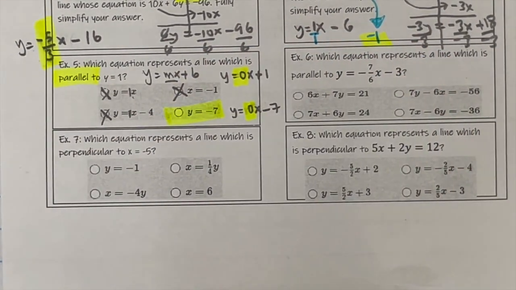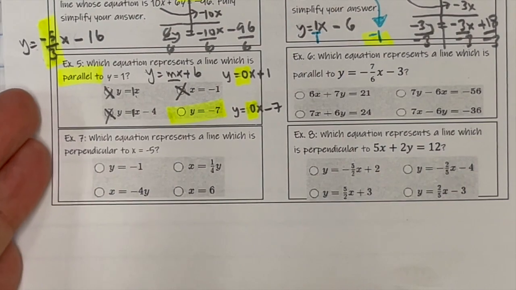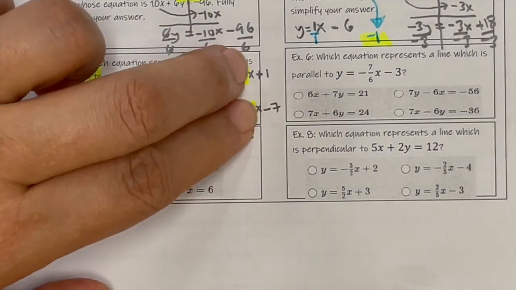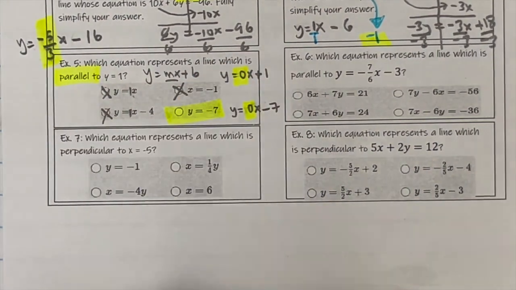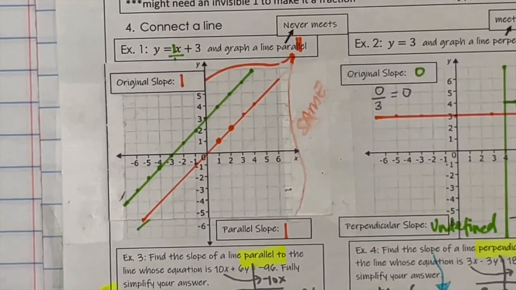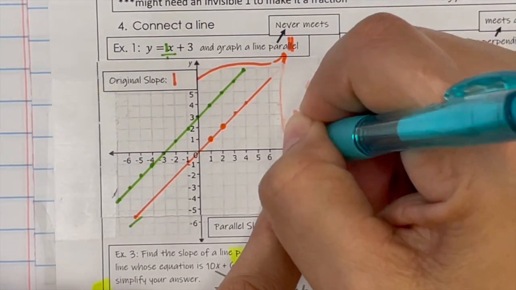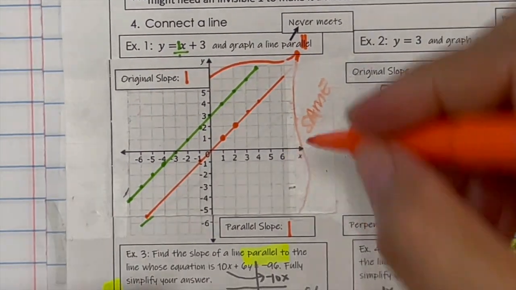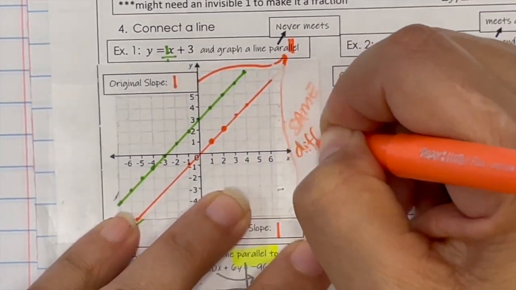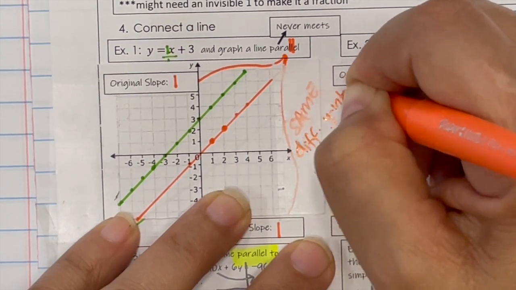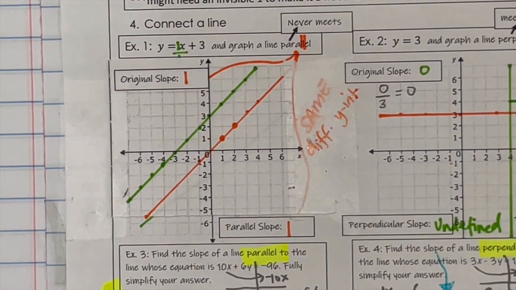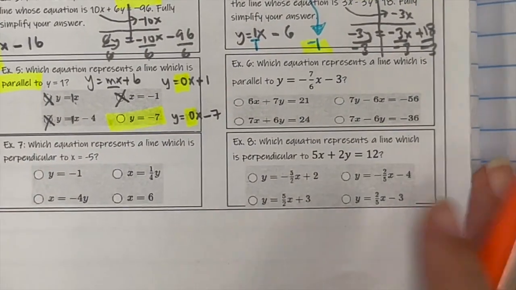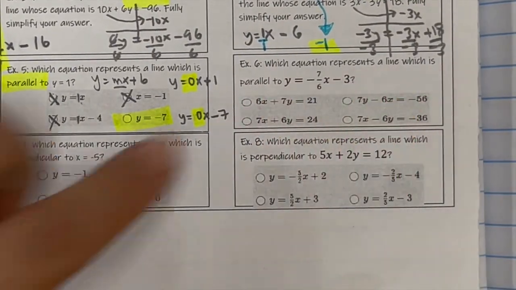So actually, let's correct this definition, or let's make it more specific. For it to be parallel, the slopes are the same, but they have different y-intercepts. So we're going to add that here. So slope is the same, and a different y-intercept. Okay. So slope is the same and a different y-intercept, just in case we need it later on. All right, let's go ahead and do this one. Which equation represents this line?